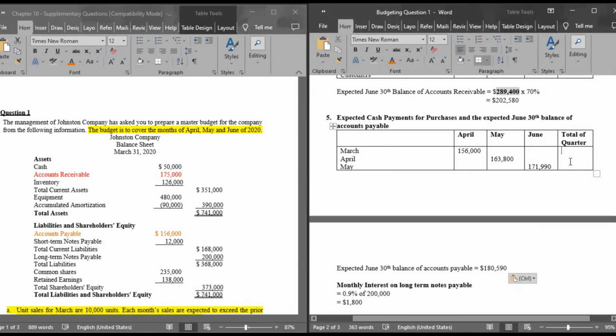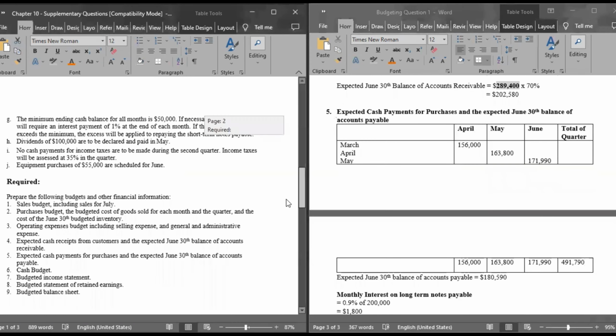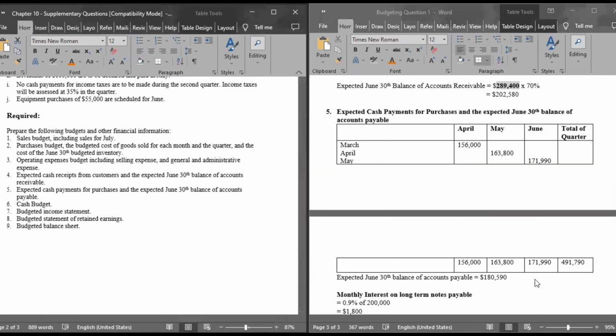So we just need to make a total for all months. In April we pay 1,56,000, then 163,800 in the month of May. In the month of June, it is 171,990. Just make a total of the quarter: 491,790. So this is requirement number 5. You can ask if you have any question.